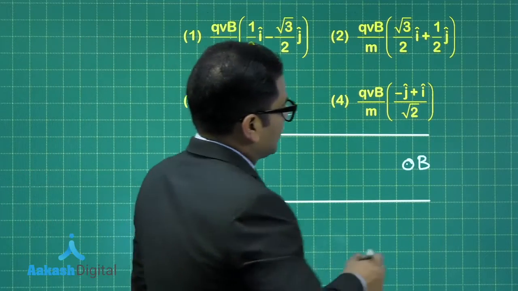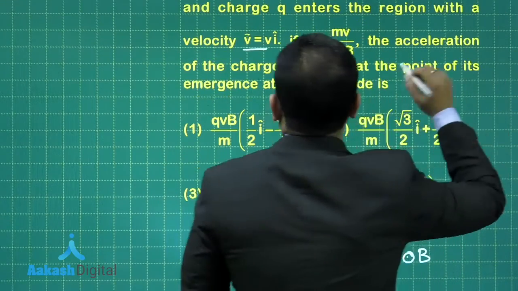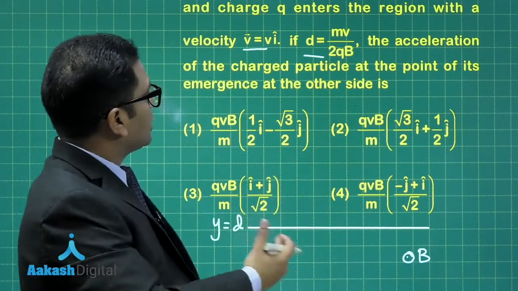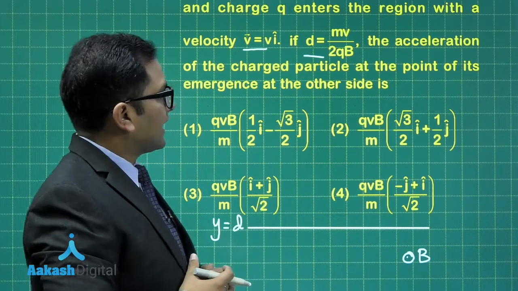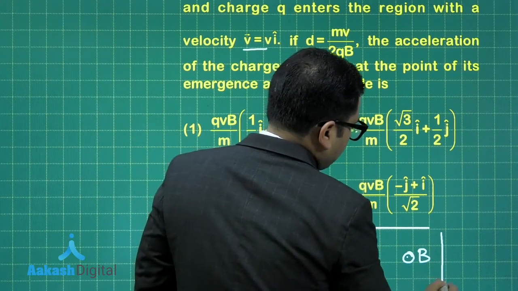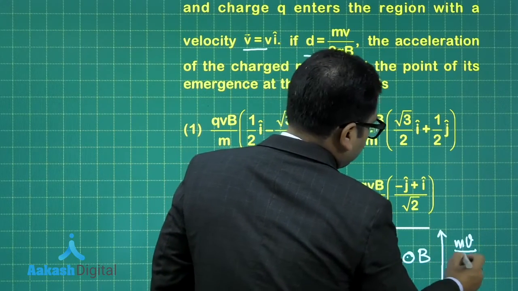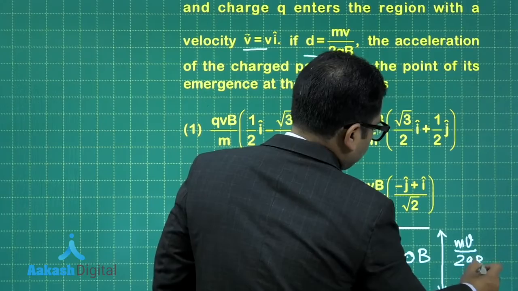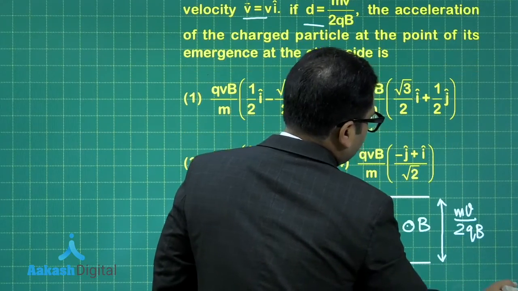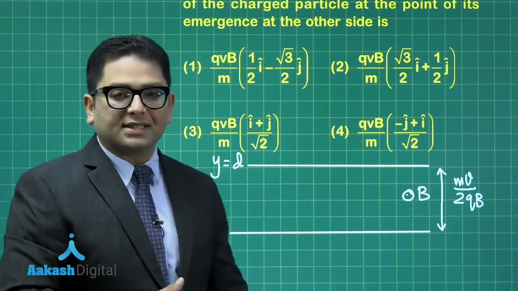And now just try to see. Let's see where is the velocity part. The velocity is this. A particle enters with a velocity v i cap, and the width is of course mv by 2bq. So this is mv divided by 2qB or 2Bq, whatsoever you say. And we need to calculate the acceleration when it emerges on the other side.